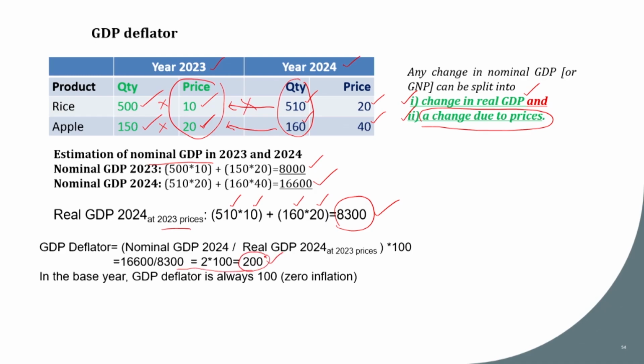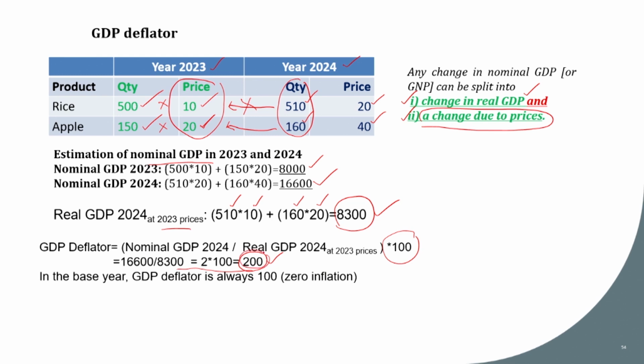In the base year, the GDP deflator is always 100. That means when you calculate the GDP deflator using the nominal GDP of 2023 and the real GDP also of 2023, they are one and the same. So when you divide, you get 1, and multiplying with 100 gives 100. So in the base year, the GDP deflator is always 100. Here we got 200.